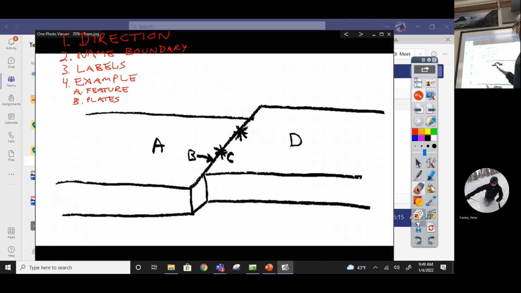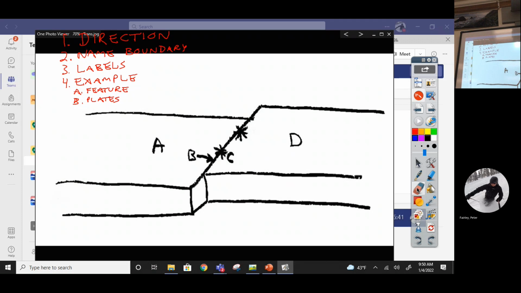This one, there is no process to name. Just give me the direction of movement. Tell me the vocabulary for that type of boundary when they're moving in that direction. Label A, B, C, D. And then give me an example of a specific place in the world where this is happening.